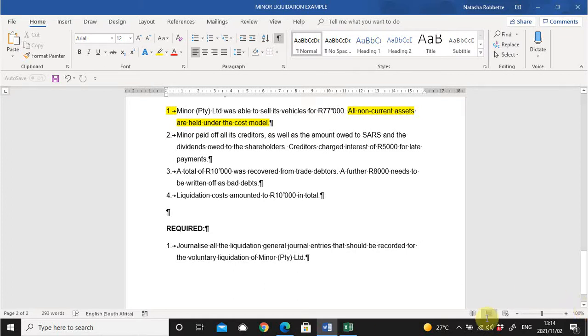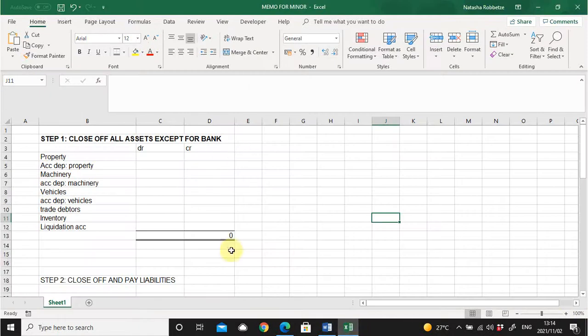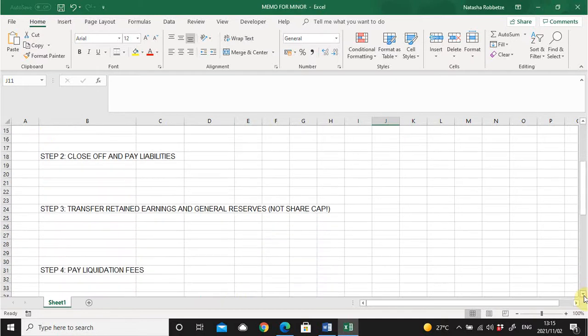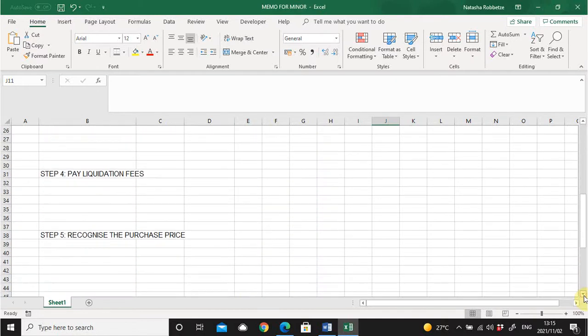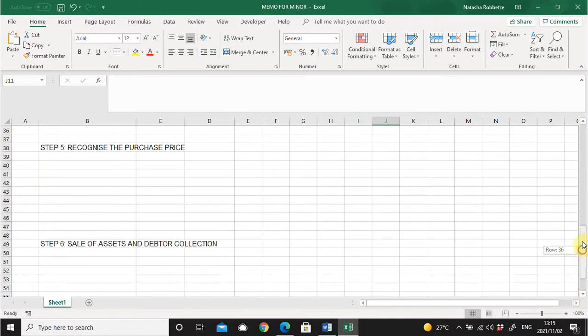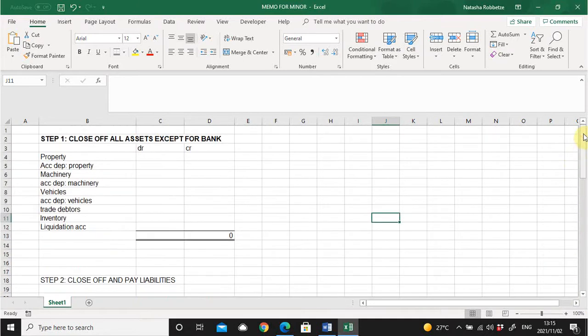All right, to save a bit of time, I've already just set up the skeleton of the steps. So there's step 1 to 7 that we need to do in order to answer a question like this. And I want us to start with step 1. Step 1 says, we need to close off all the assets except for the bank account. So here we need to apply a bit of logic.